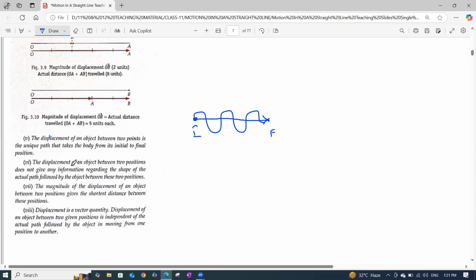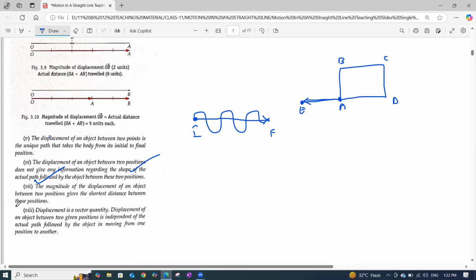Number 6, displacement of an object between two positions does not give any information regarding the shape of the actual path followed. See, for example, body is traveling like this, or something like this. Body is traveling from A to B, then C, then D, after that to E. So what path it is taking, what is the geometrical figure, it will not tell. Only it will talk about initial point and final point and straight line.